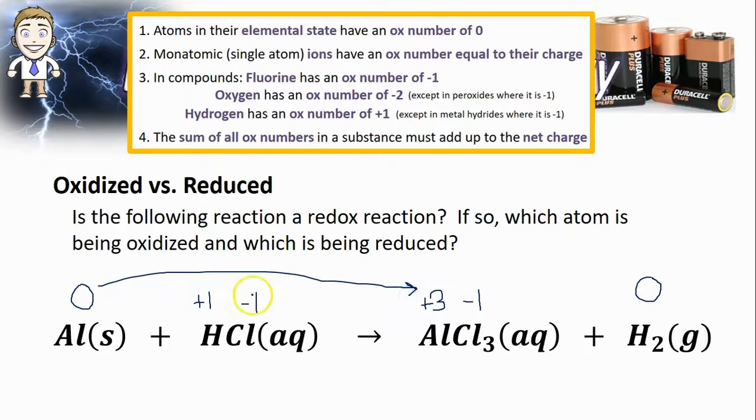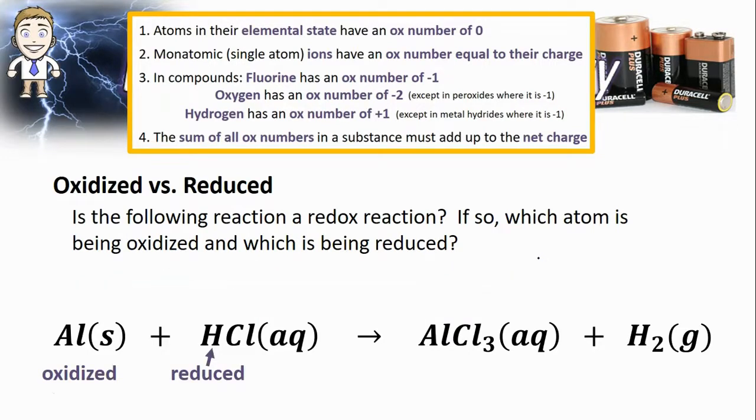The only way you get more positive is by losing electrons, so that's my oxidation from LEO. I can see the hydrogen goes from plus 1 to 0. It doesn't actually get negative, but it does get more negative. That means it's gaining electrons in this case, so it is my reduction. And those final labels, aluminum being oxidized, hydrogen being reduced, and the chlorine is not oxidized or reduced.